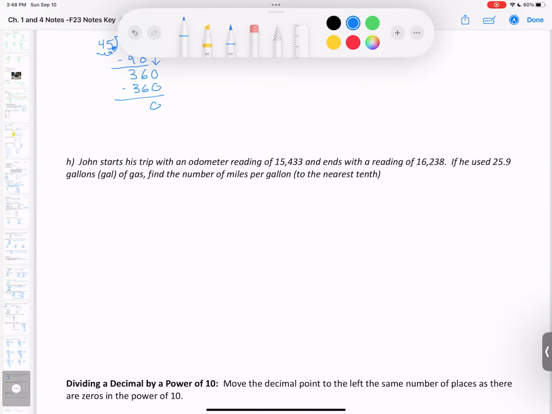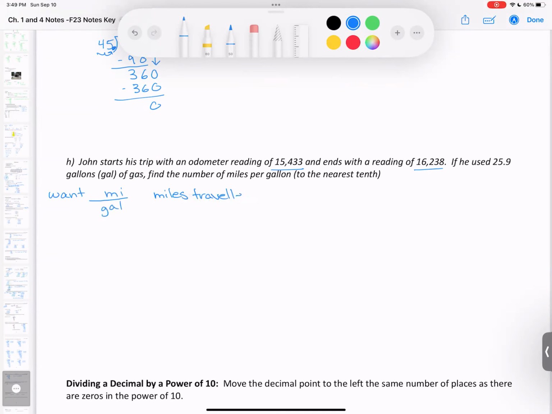Okay, let's try this last word problem here. So John starts the trip. We have an odometer reading when he starts and an odometer reading when he ends. He used 25.9 gallons of gas. We want to know the number of miles per gallon. So what we're looking for is some amount of miles per gallon. Well, we need to figure out how many miles he's gone first. So let's say miles traveled.